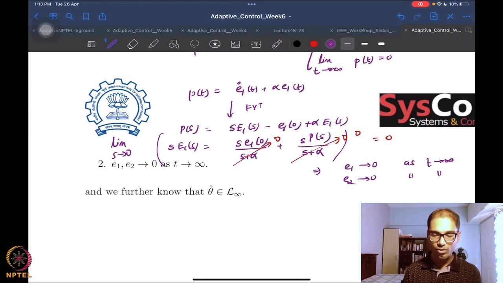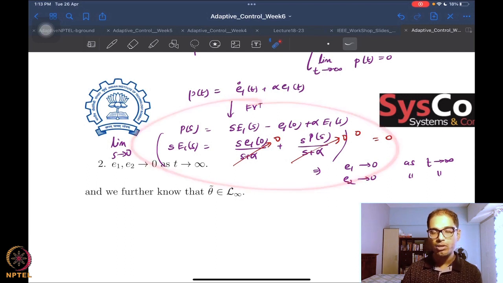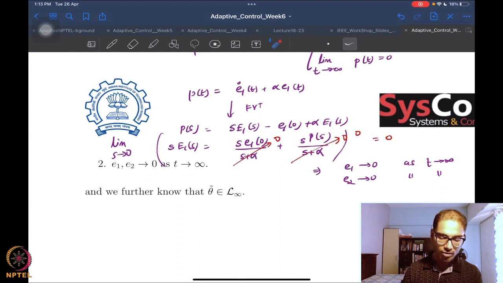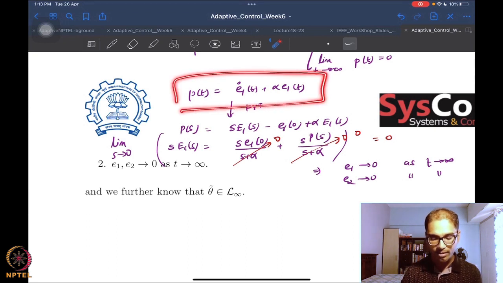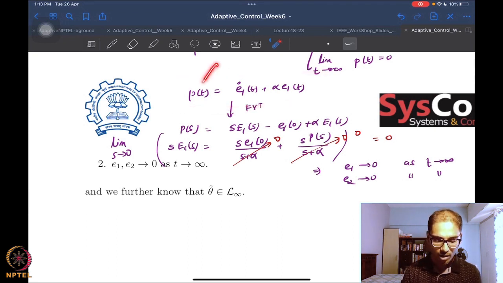I would strongly encourage you to look at how to prove the same thing without the final value theorem and going to the S domain or the Laplace domain. I would strongly urge you to try to do this simply by directly integrating this system, because this is just a bounded vanishing perturbation on an exponentially stable system. All right, excellent.